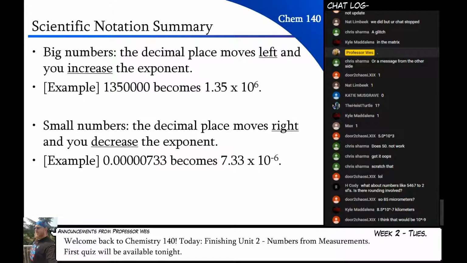So there's our summary. Larger numbers, you move left and increase the exponent. Smaller numbers, you move right and decrease the exponent.